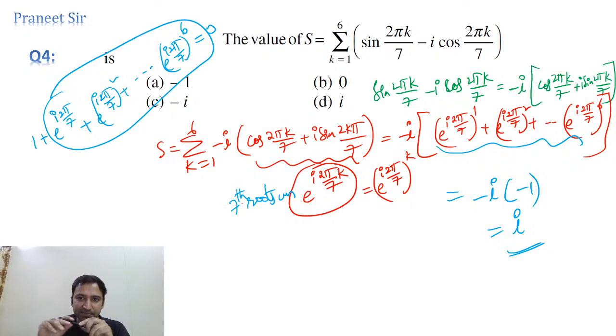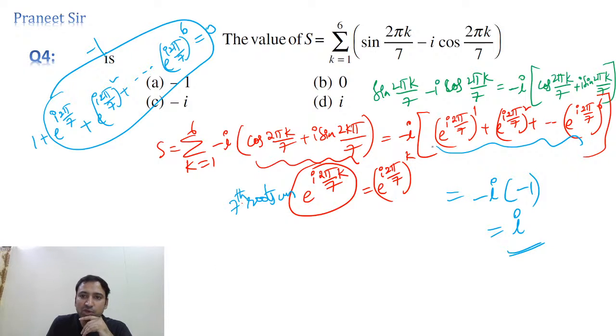This is one method, guys. Sum of the nth roots of unity is equal to 0. So from that we are getting e power i 2 pi by 7 plus e power i 2 pi by 7 whole square, and so on. All this value we are getting as minus 1. This value is going to be minus 1.